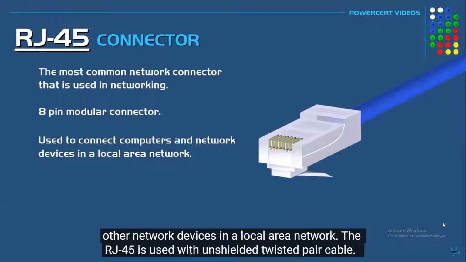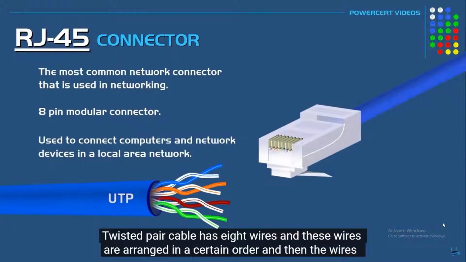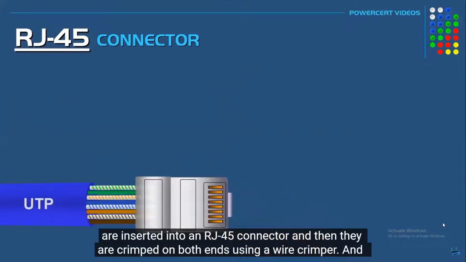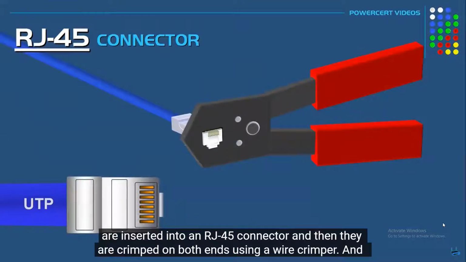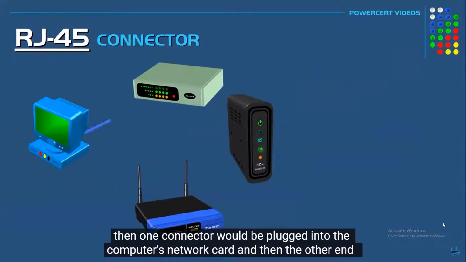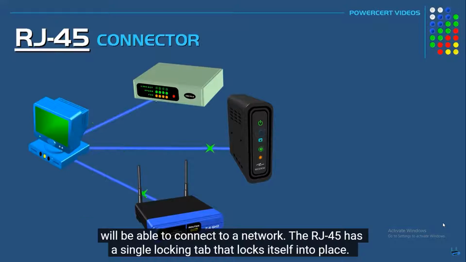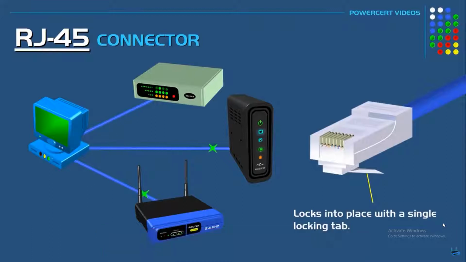The Rj45 is used with unshielded twisted pair cable. Twisted pair cable has 8 wires, and these wires are arranged in a certain order, and then the wires are inserted into an Rj45 connector, and then they are crimped on both ends using a wire crimper. And then one connector would be plugged in to the computer's network card, and then the other end would plug into a device such as a switch, modem, or a router. Then once that is done, the computer will be able to connect to a network. The Rj45 has a single locking tab that locks itself into place.